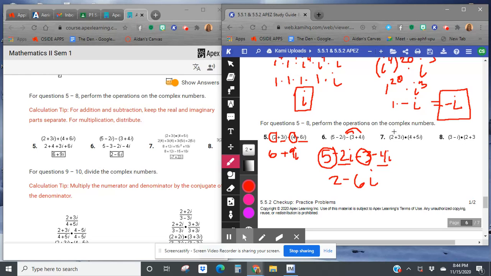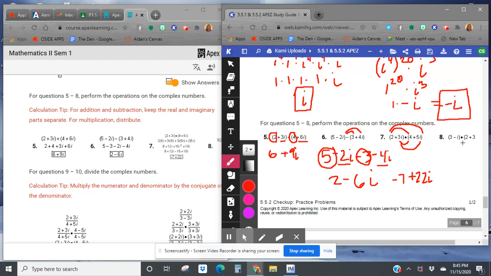On this next one, we're going to FOIL. First times first, outer times outer, inner times inner, last times last. If you look over here and see all this work, your final answer should come in at negative 7 plus 22i.